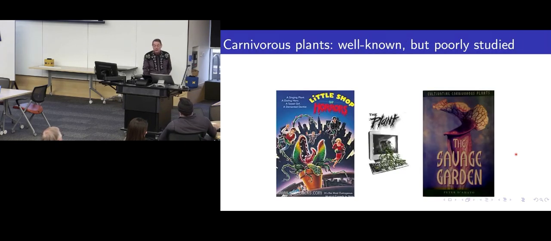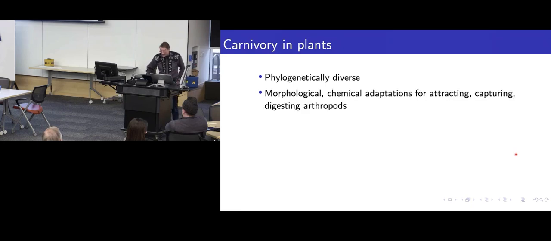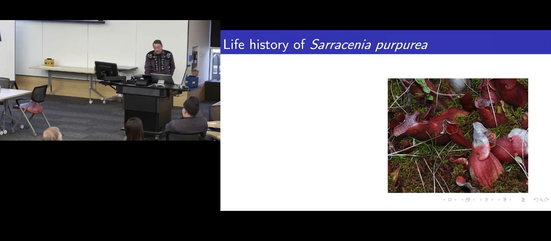Carnivorous plants as a group are well known, but surprisingly poorly studied. Carnivory in plants is phylogenetically diverse. It's evolved many times. And these plants have several adaptations for attracting, capturing, and digesting arthropods. Not too surprisingly, they are common in low nitrogen habitats because they have switched to getting nitrogen in this different way. They tend to be poor competitors for light and nutrients.